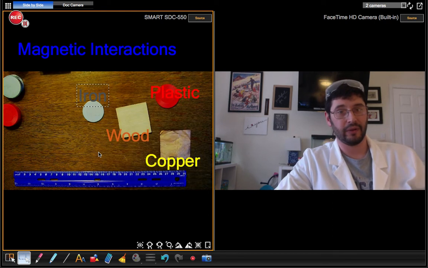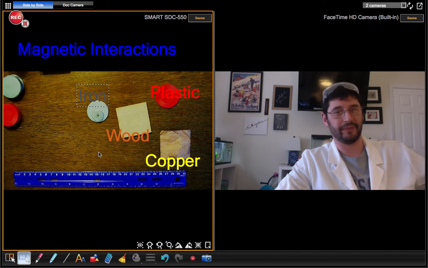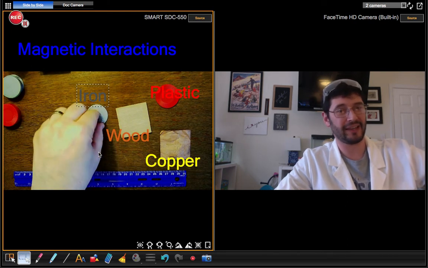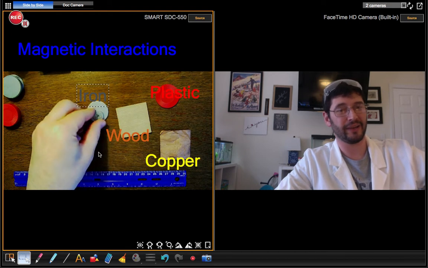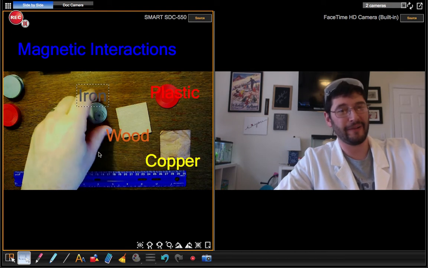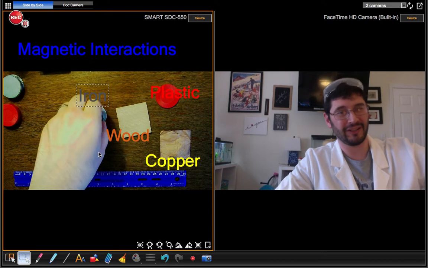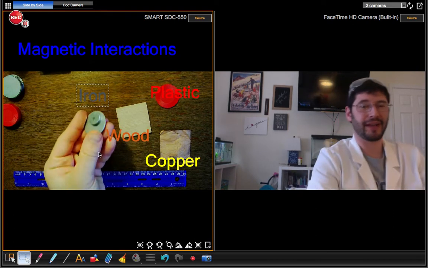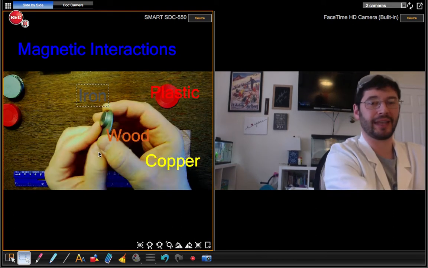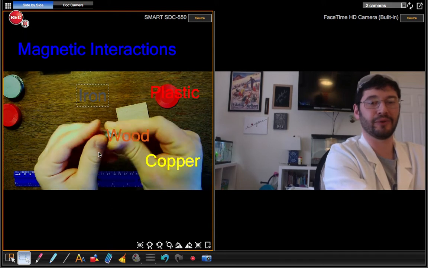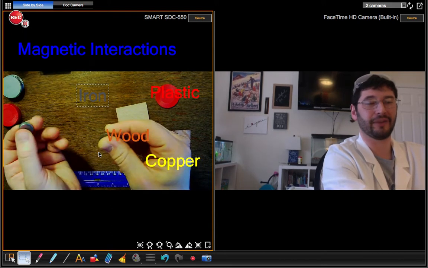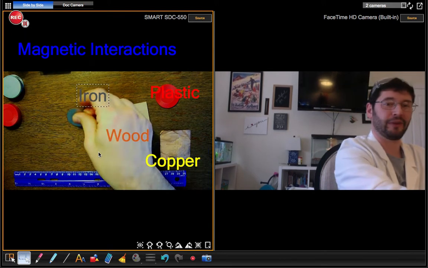Now, what about iron? That's a rare earth magnet, so I almost pinched my finger in there, and you can see that it attaches right away. It attaches so well that I cannot pull it off. Rare earth magnets are so strong that I can't just remove it. I actually have to slide it off. So I'm going to put that off to the side. We'll use it for our last one as well.